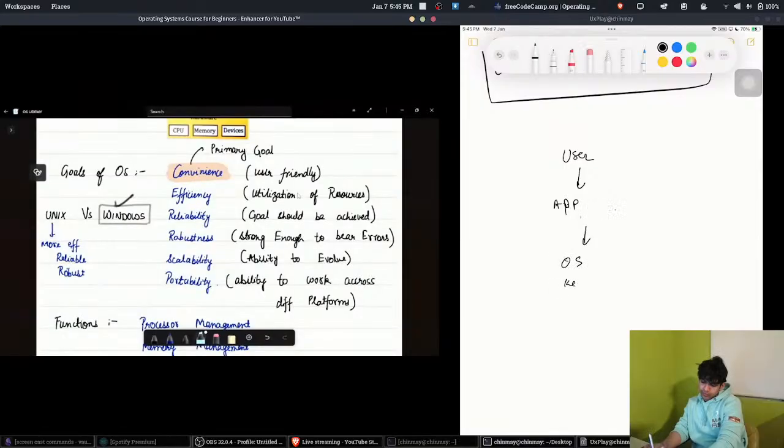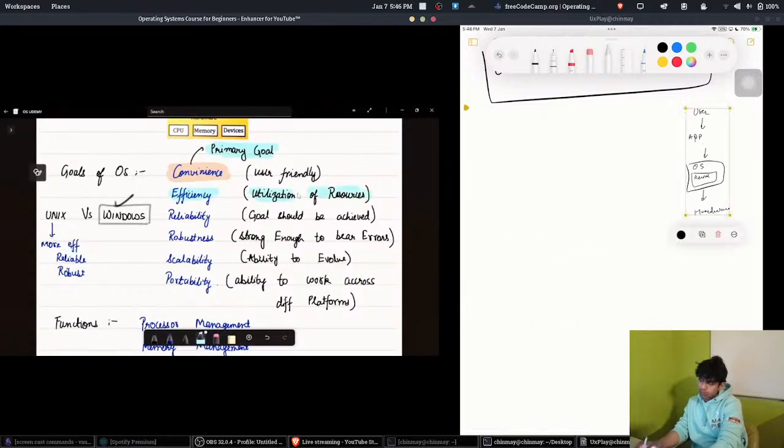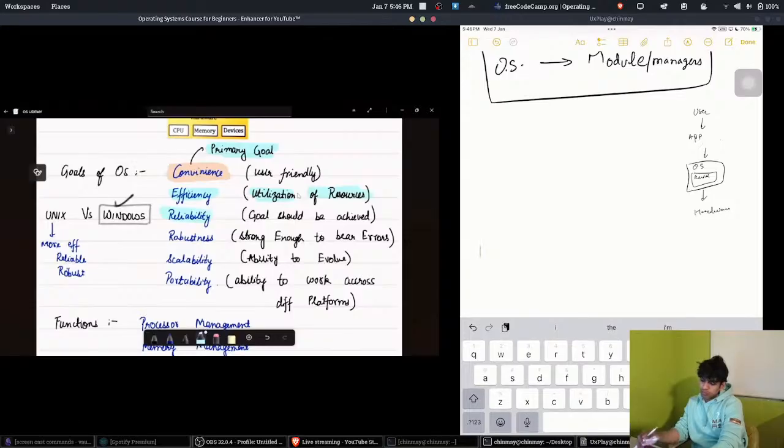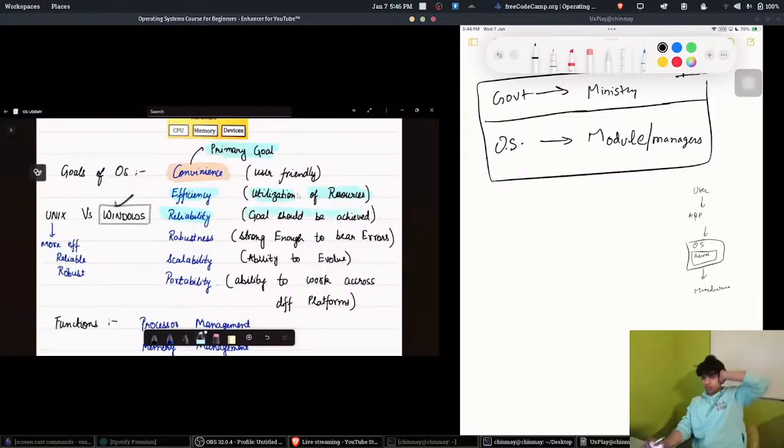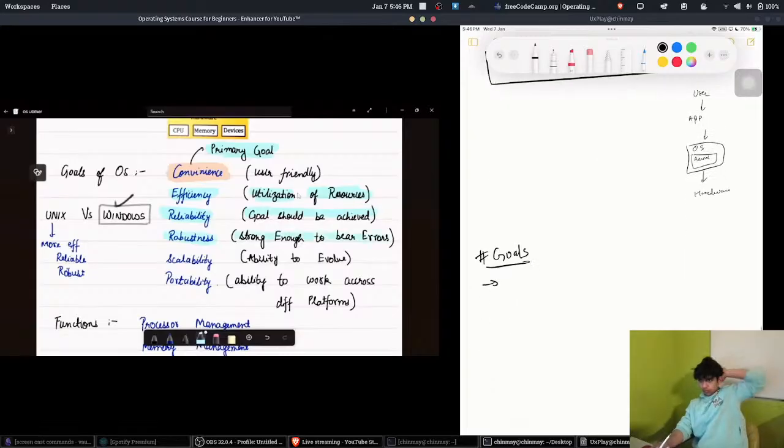Operating systems have several goals. Convenience is the primary goal of the day-to-day operating systems we talk about. Then efficiency, which means the operating system should make efficient use of resources. It should be reliable, which means the purpose for which the operating system was designed should be achieved. What is robustness? An operating system should be robust, meaning strong enough to bear errors.